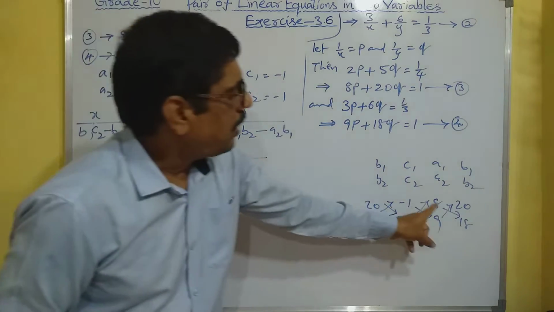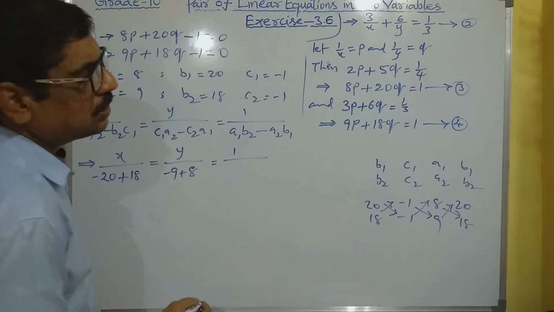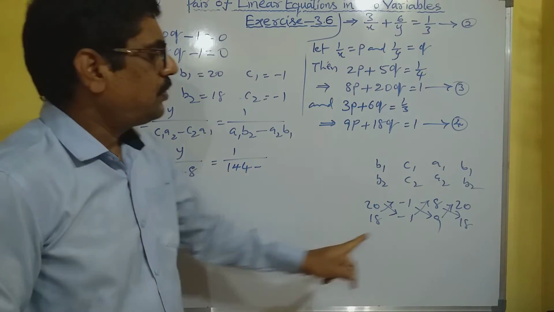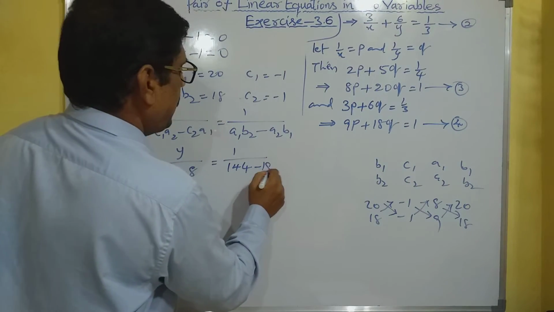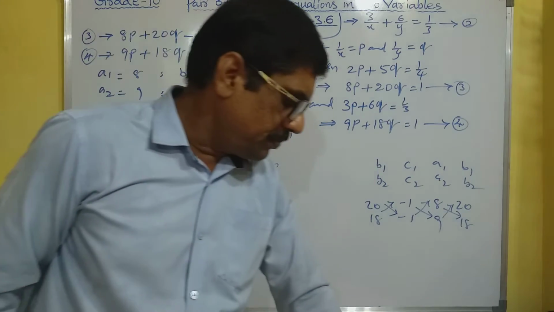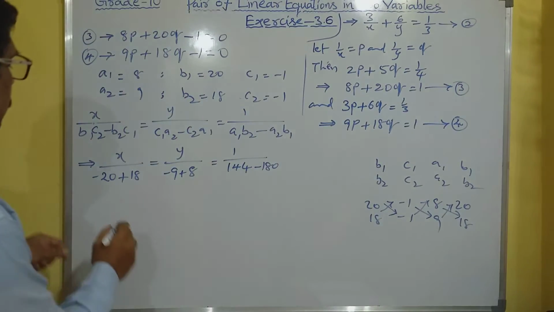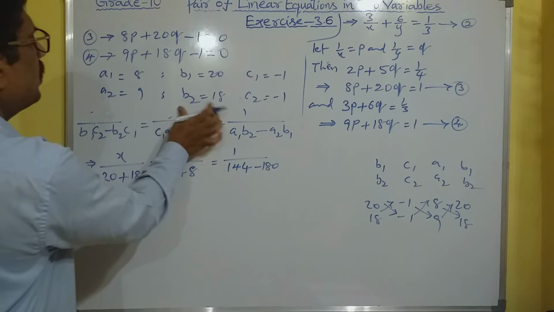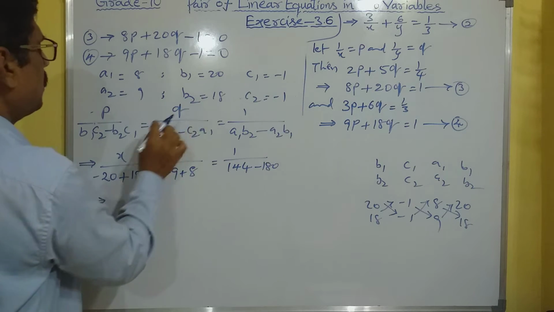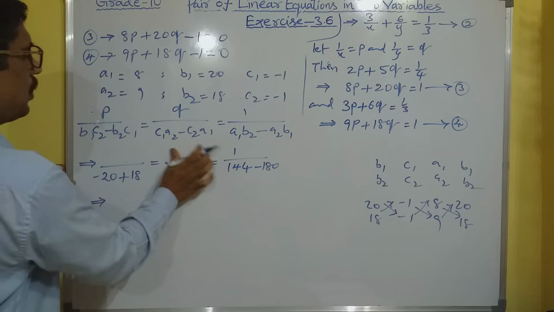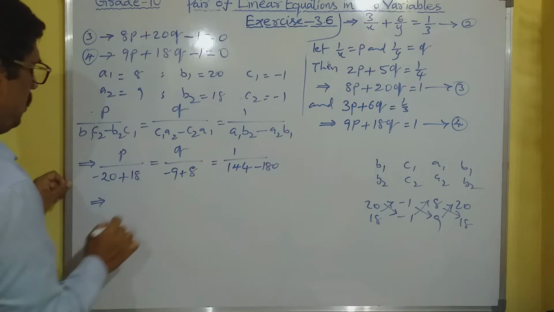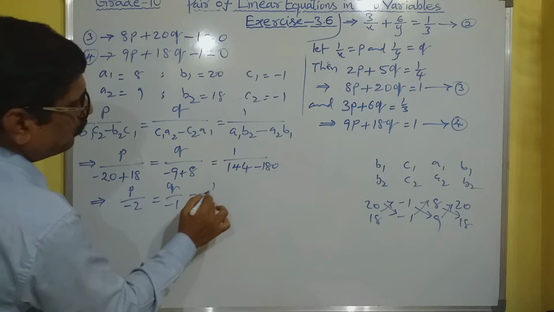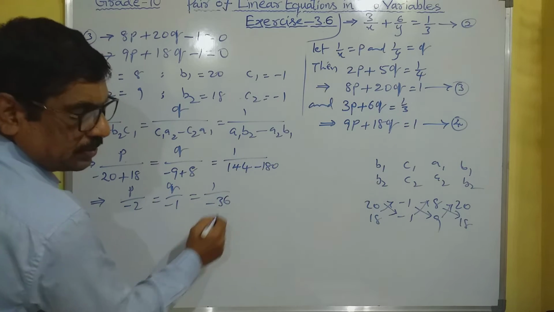1 by A1 B2 minus A2 B1, 8 into 18, how much? 144, I think. 144 minus 9 into 20, 180. Okay. Now you look at this. This implies, here actually these are not x and y, they are p and q. So now p by minus 2 is equal to q by minus 1 is equal to 1 by minus 36.